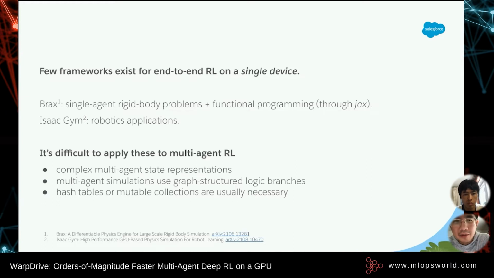If you try to use those frameworks for the multi-agent setting that we're interested in, it's really hard to get them to work in a very efficient way. In particular, the state representations you need are typically structured over different agents. They're not the same across agents. You might have very complicated graph-structured logical branching because not all agents can do the same thing. You might need memory data structures like hash tables and immutable collections to keep track of all the information across all the agents. This can be hard to implement in the existing frameworks because, for instance, parallelization is actually not possible. Okay, next slide, please.